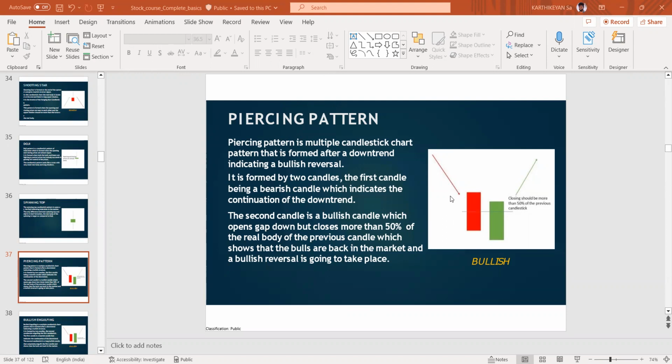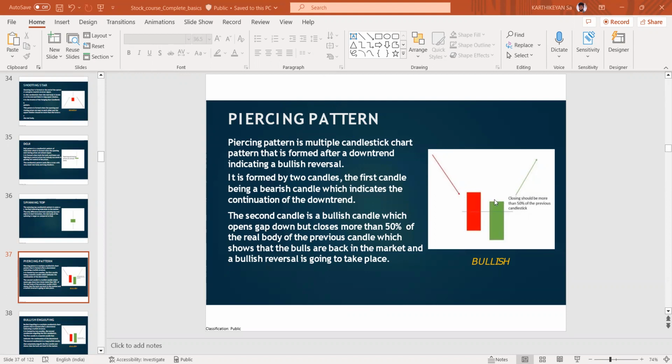Even this piercing pattern, what happened? Price keeps falling and it finds the support. At the support, what has happened? The next candle, which is the green candle, closed above 50% of the red candle. Basically this signifies a potential reversal signal.